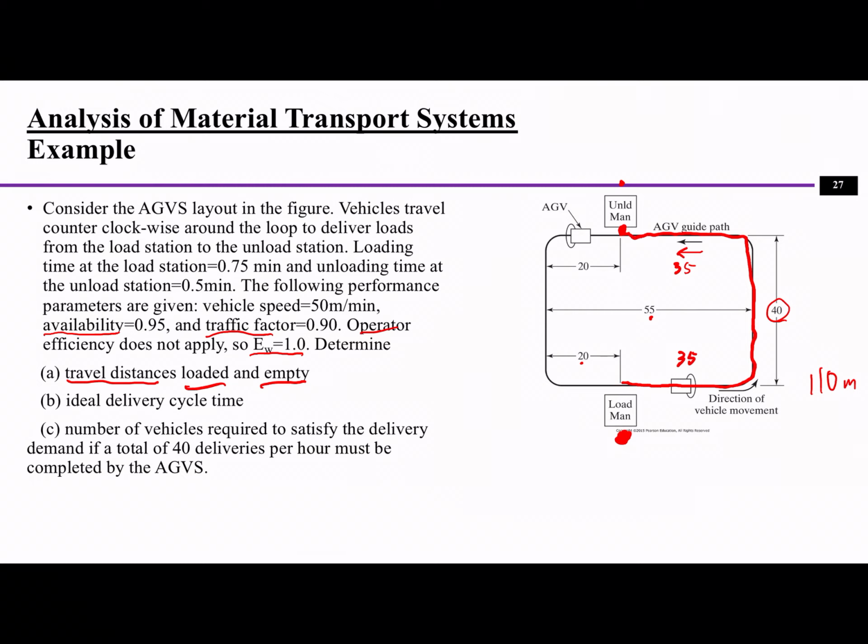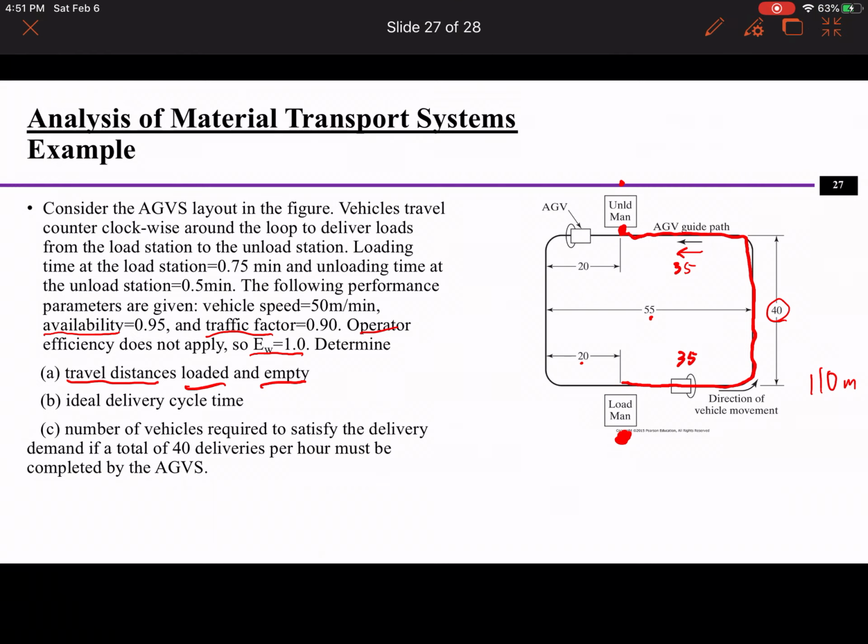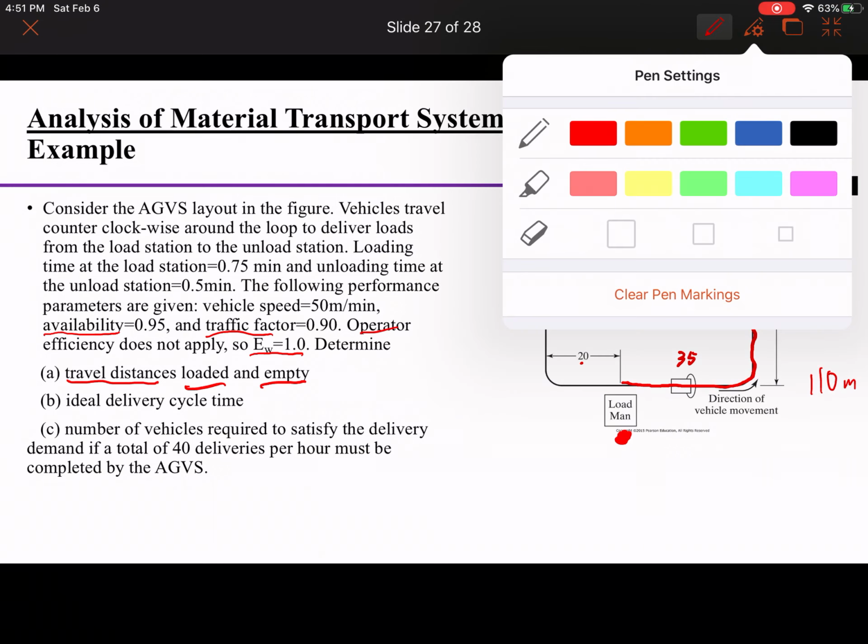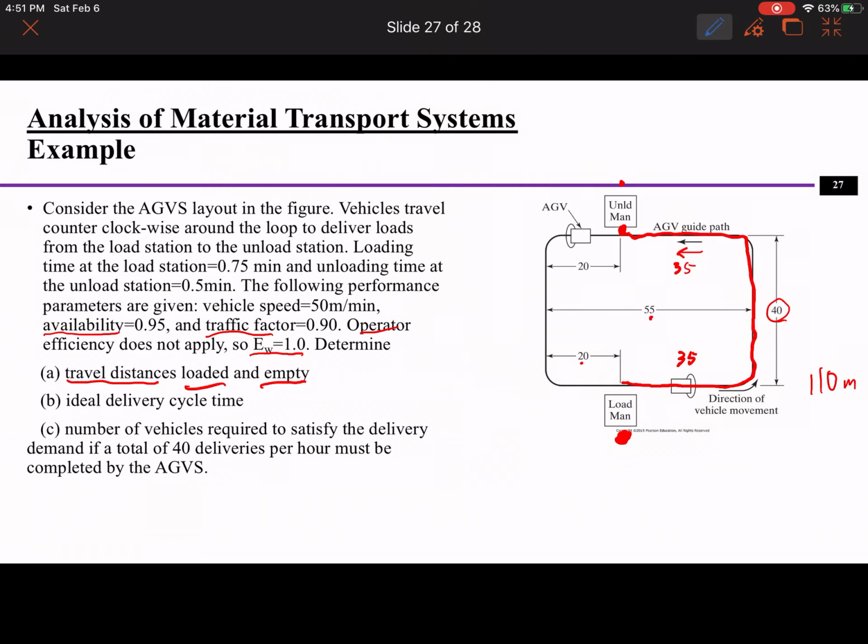What about empty? After the load is unloaded, the equipment will have to move from here to here. So basically, we just need to calculate these distances. We know this is 20, this is 20, and this is 40, right? So the empty distance will be 80 meters.